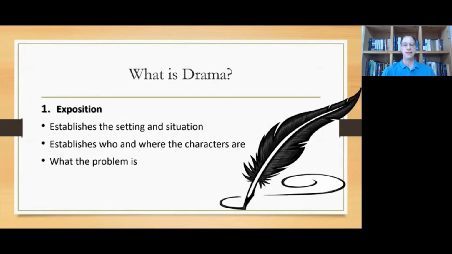Dramas can be divided into 5 important sections. First, exposition sets up the play by establishing the setting and situation. These first scenes allow the audience to participate with the dramatic world by knowing where they are and who the characters are, and what the problem is that needs to be solved.